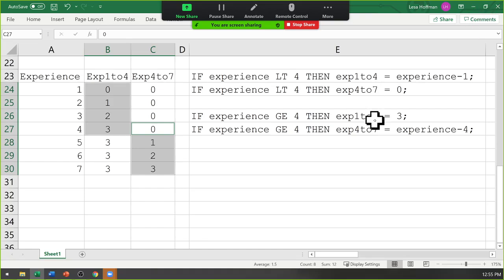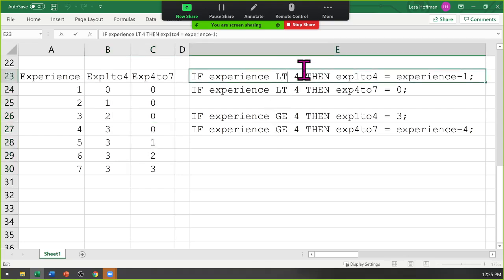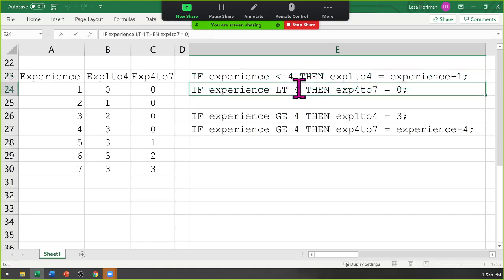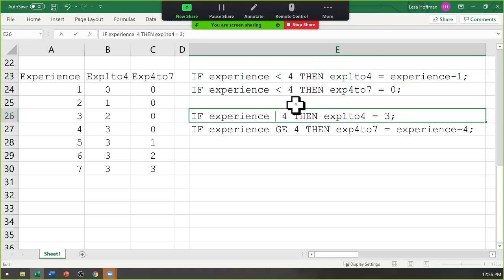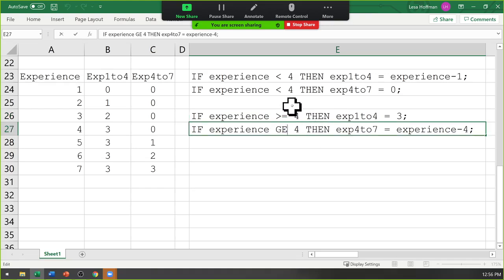Yeah, I'm sorry. I just don't understand why we're doing LT and then GE also. So LT is less than 4 and GE is greater than or equal to 4. So another way, I'm in the habit of writing these out, but I think an equivalent way of writing it would be like this with less than signs and then greater than or equal to. I think that works in SAS. I know it works in Stata, for instance.